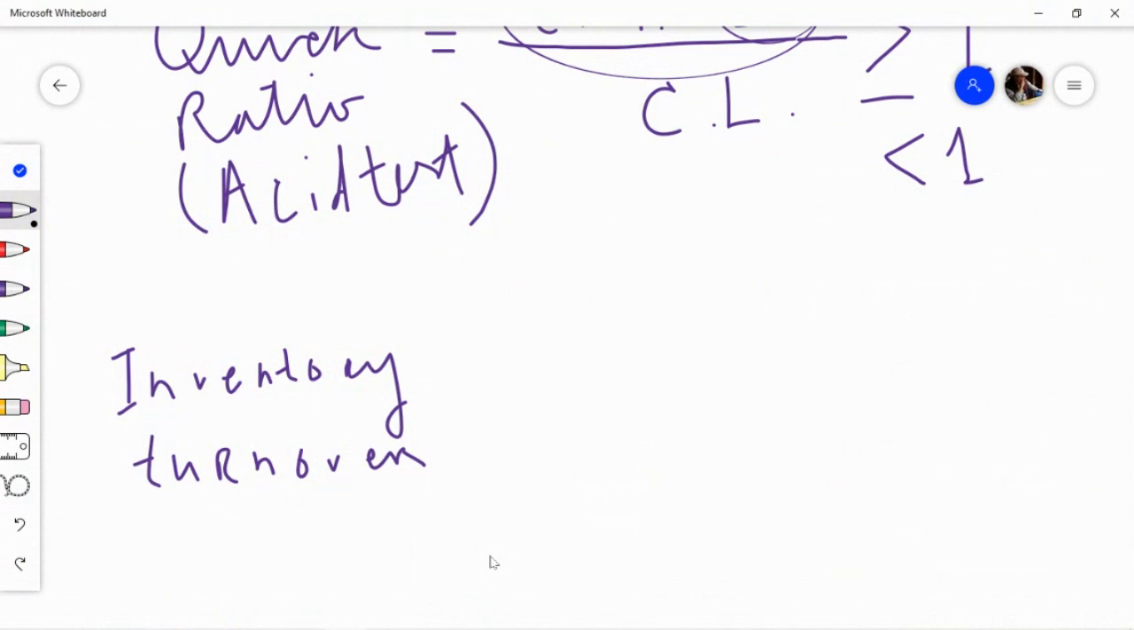So in a retailer, in the case of a retailer, inventory turnover means how many times your inventory gets sold. So you replenish the inventory. Let me give you the inventory turnover ratio, which is basically measured by revenue over average inventory.